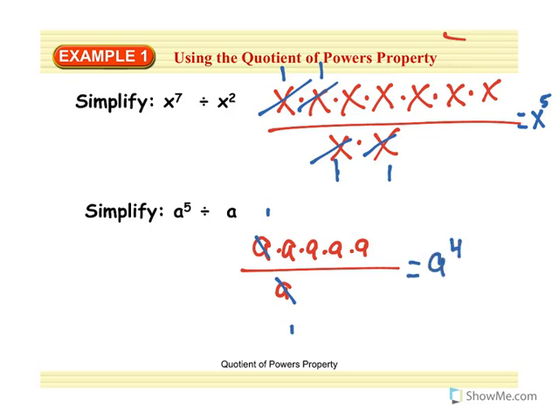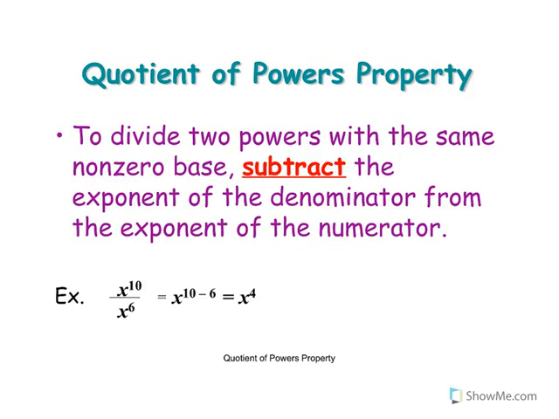And the other thing we could do is we could think about checking it, right? In other words, if x to the 7th divided by x squared is x to the 5th, then x to the 5th times x squared should give us x to the 7th. And we've already looked at that. We looked at that a couple periods ago with our product of powers property.